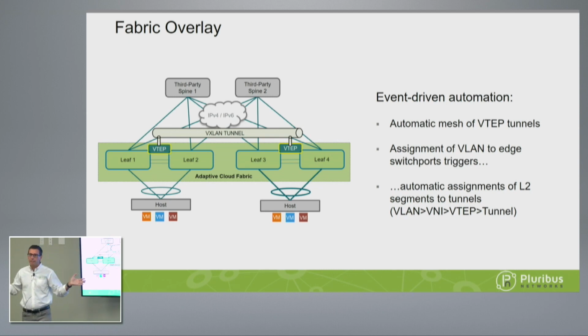You build the VTEP, the tunnels come up automatically. The moment you assign a VLAN to a physical port on the switch, we automatically stand up the entire L2 segment across the entire infrastructure. So taking care of mapping VLAN to VNIs, assigning VNIs automatically, mapping VNIs to VTEPs and then to tunnels. All this sequence is taken care of on demand and dynamically on behalf of the customer. Customer only has to worry about provisioning the front panel ports.